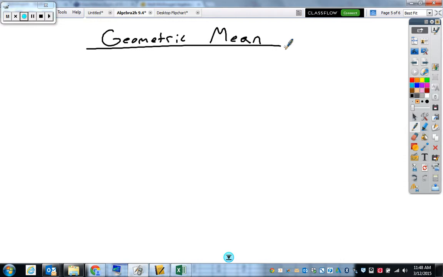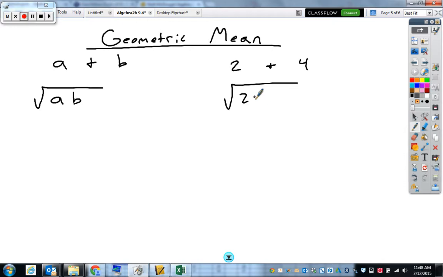Again, you studied this in geometry, but we're going to go back over it real quick. If I have two different numbers, say number A and number B, and I want to find the geometric mean, the geometric mean is just the square root of A times B. So for instance, if I had the number 2 and the number 4, it's the square root of 2 times 4, which is the square root of 8. I can simplify that as 2 square root of 2.